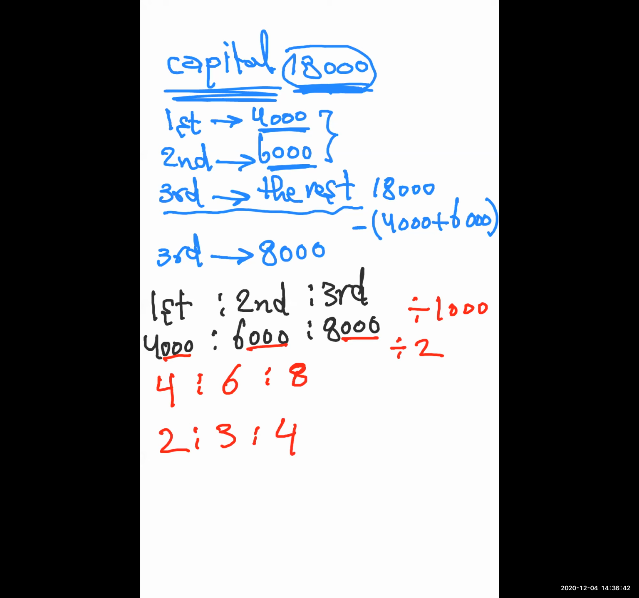Now what will be the next step, guys? I have to add the sum so that I can continue. Sum of the ratio 2 and 3 and 4. So the sum now is 9. Okay. What will be the amount?